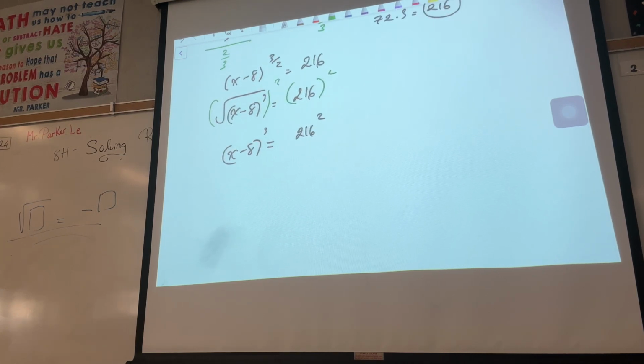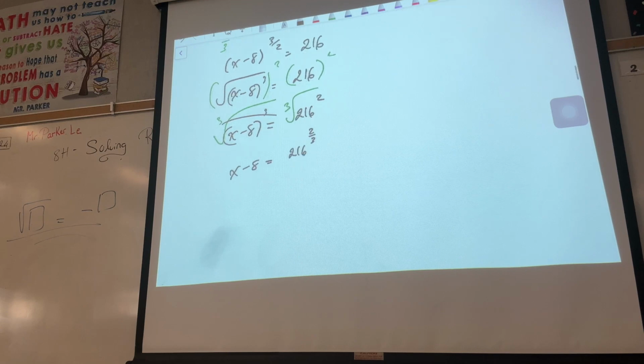Now, how do I get rid of the cube? Remember the power, then you need to get the root to cancel. If it's a root, then you take the power, you cancel. They cancel out. So cube root. Cube root. So x minus 8. Yeah? I just change the number into exponential form. Easier to calculate. And then plus 8.